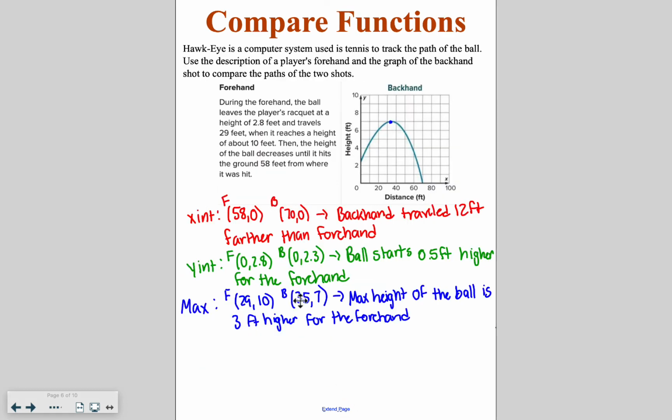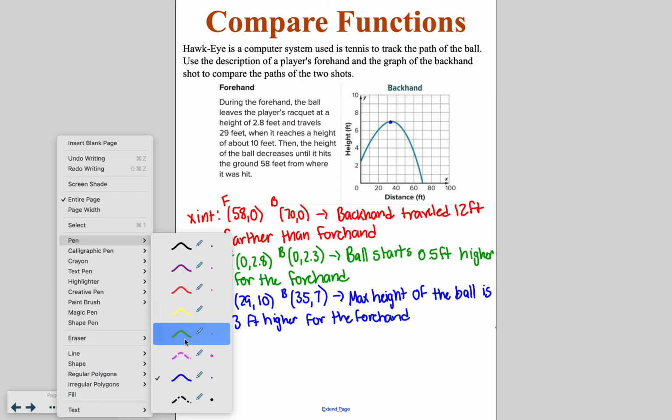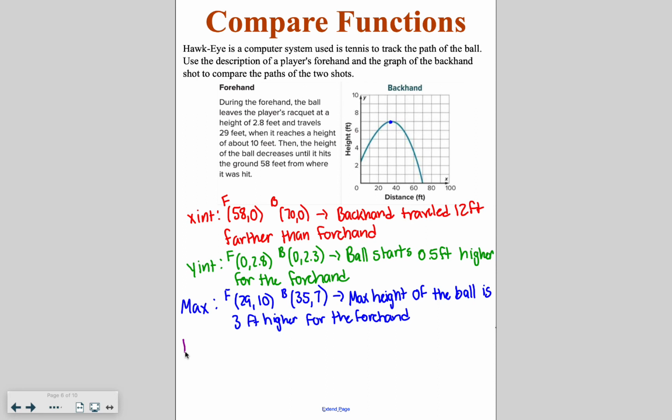And that's again going to come from your maximum. So in this case, I'm going to look at the increase piece because that's how we start the shot. And once again, we're using the values from that maximum. So in the forehand, it starts at 0 and is increasing until we get to 29 feet away. For the backhand, it starts at 0 and is increasing until we get to the 35.